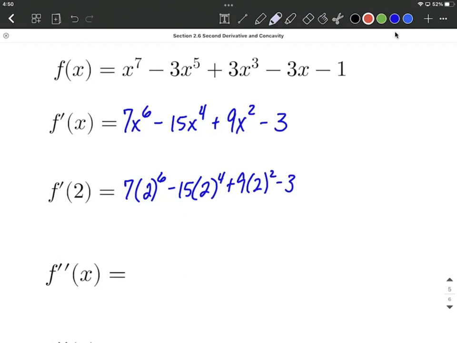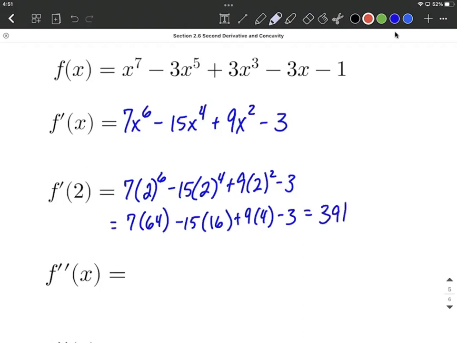Now at this point, you may elect to get your calculator out. I completely understand. This works out to be pretty big numbers as we work through this. So 7 times 64 minus 15 times 16, plus 9 times 4 minus 3. We could work it all out, but eventually we're going to get to 391. I don't think that's the insight I'm going to be able to provide in this video.